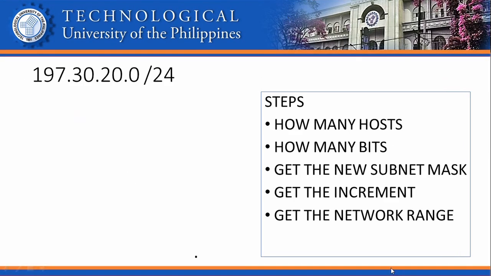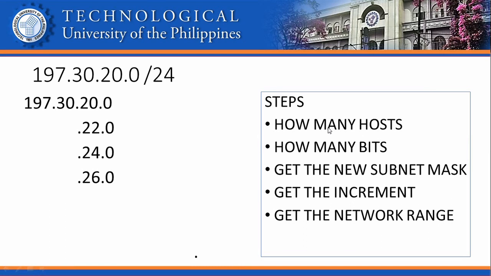So, in getting the network range, first, ano ulit yung step natin doon? Copy natin yung class full, no? Which is 197.30.20.0. Saan daw tayo mag-increment? Okay, saan ulit may huling value yung ating new subnet mask? Just looking at the long format. Sa third octet na, so doon tayo mag-increase ng by 2s: 20.0, 22.0, 24.0, 26.0. Ito yung ating network addresses, no? So on and so forth, hanggang ma-reach yung pinakadulo, which is 255.